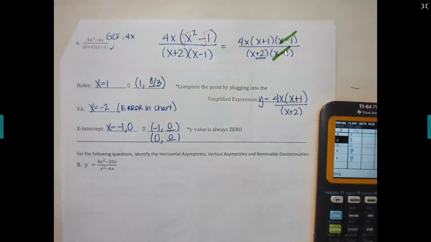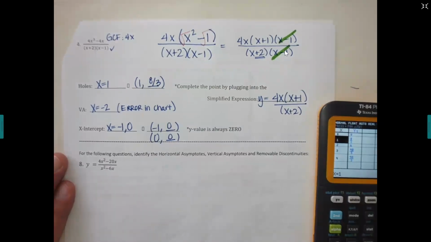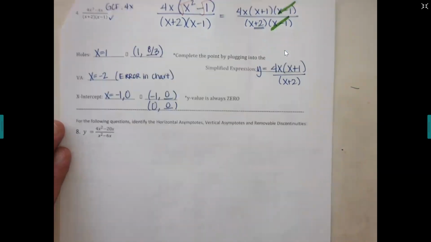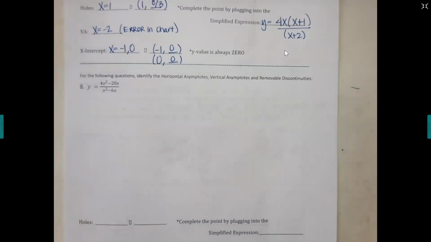Okay, do we feel like we can do this? Not too bad. All right, last one. Okay, take a look at it. We need to factor both pieces. What type of factoring could I do on the top?